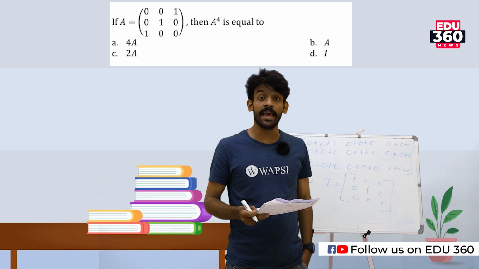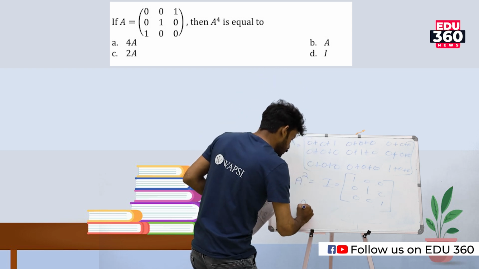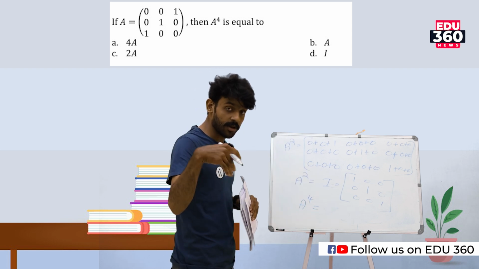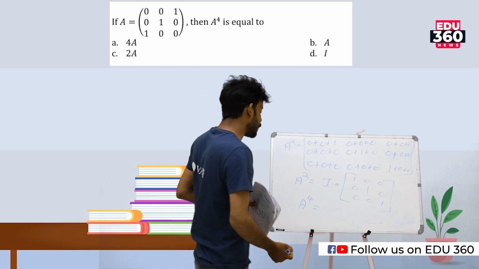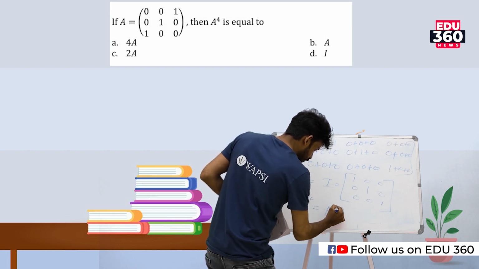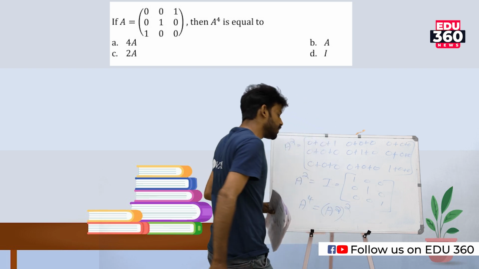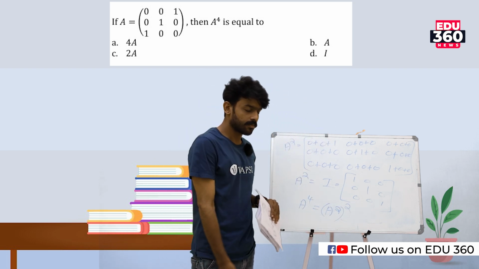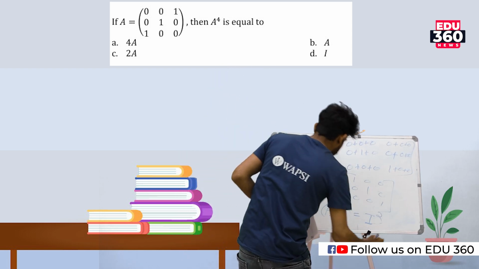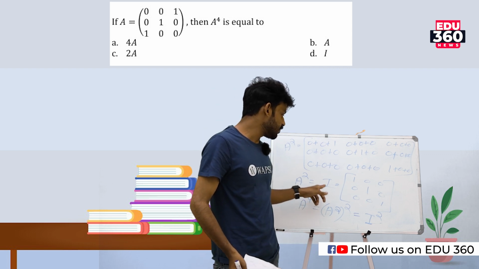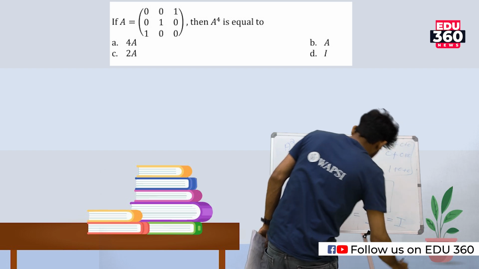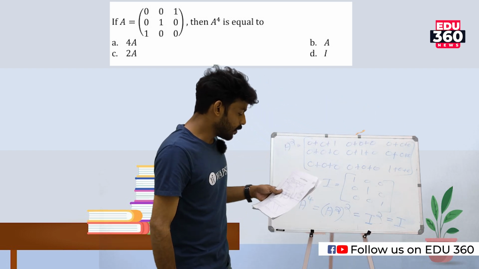In the question, we need to find A raised to 4. What is the value of A raised to 4? We know that A square is equal to I. So A raised to 4 we can write as A square the whole square. A square the whole square means A raised to 4. So that is equal to I square, because the value of A square is I. What is the value of I square? The value of I square is I. So A raised to 4 is equal to I.